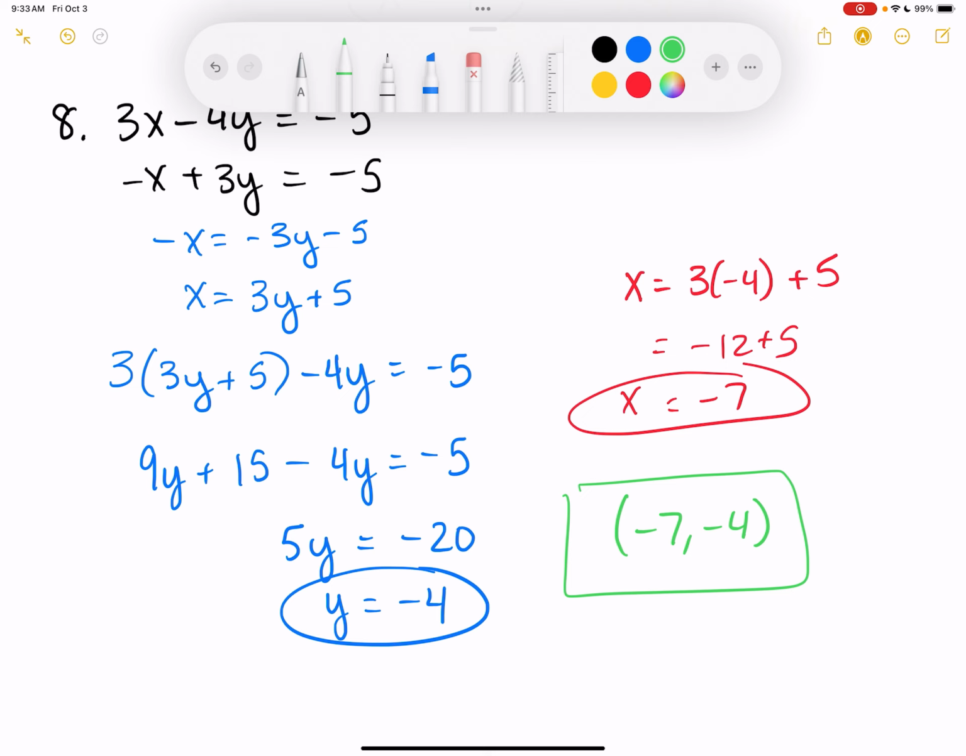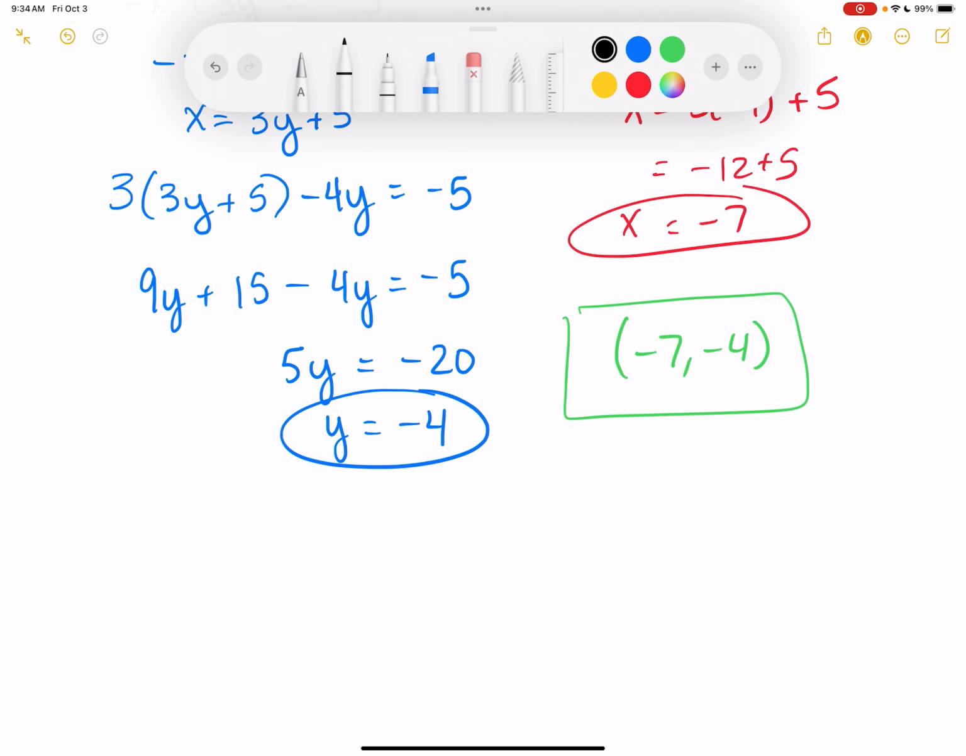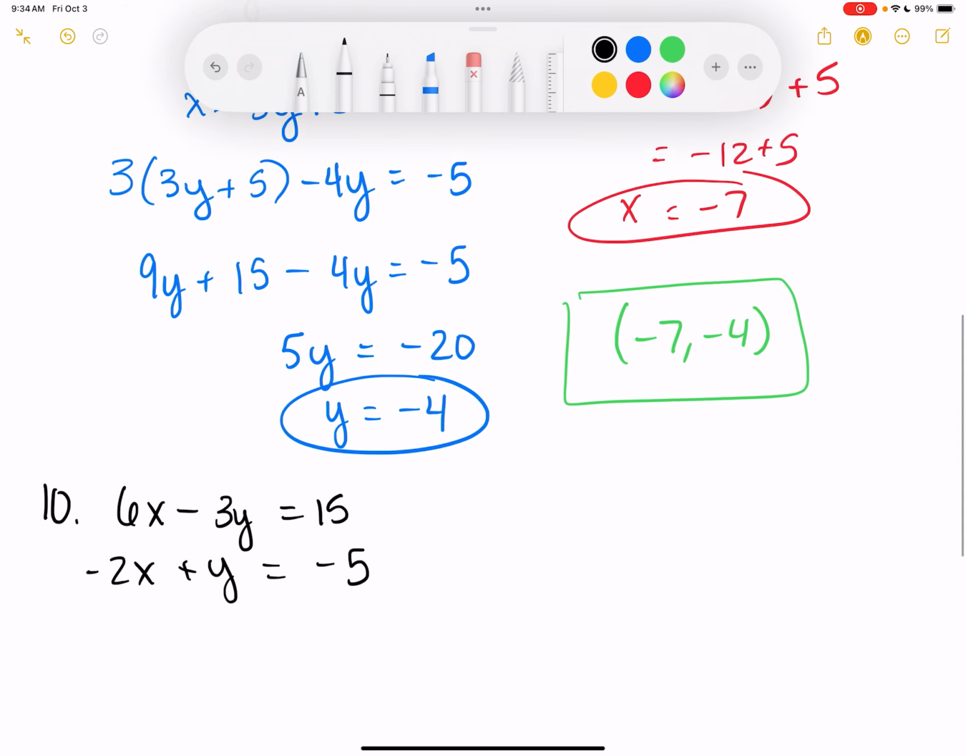All right, another substitution one, and then we'll move on to the next kind. 6x minus 3y equals 15. Negative 2x plus y equals negative 5. So which one do y'all want to get by itself? The y. Yep, the y.